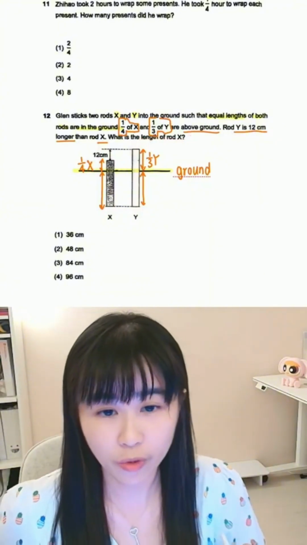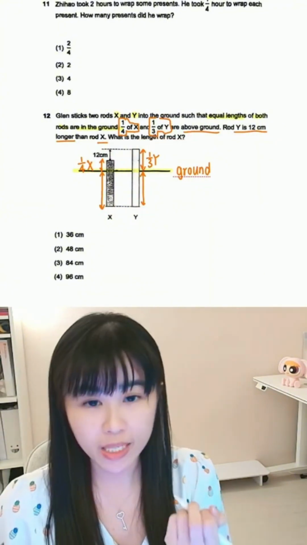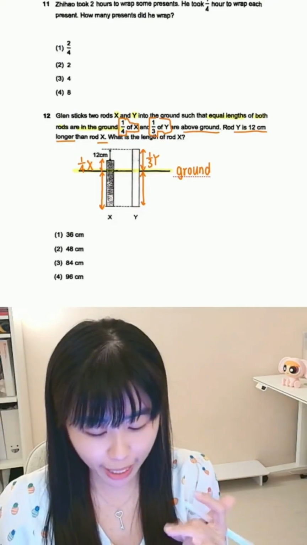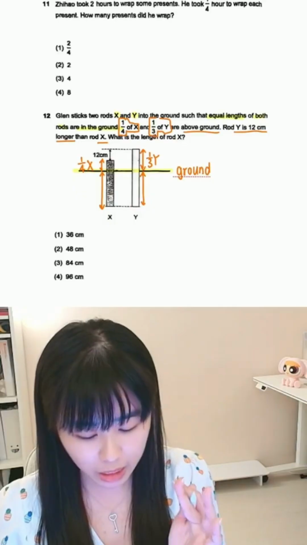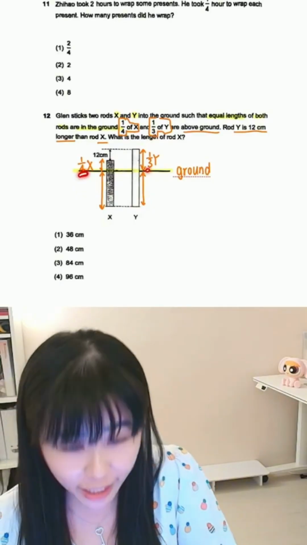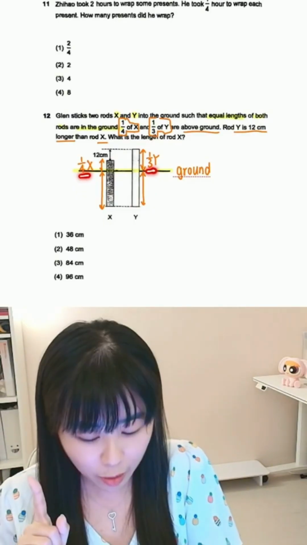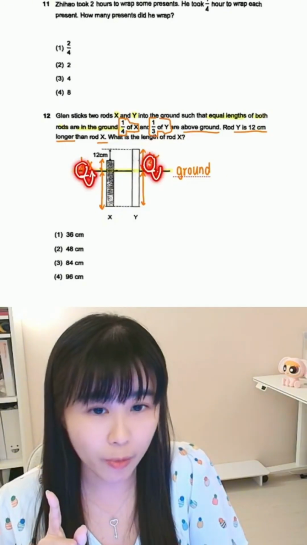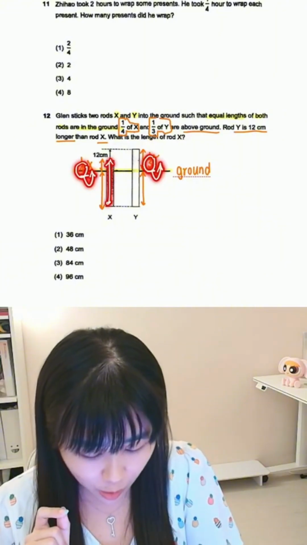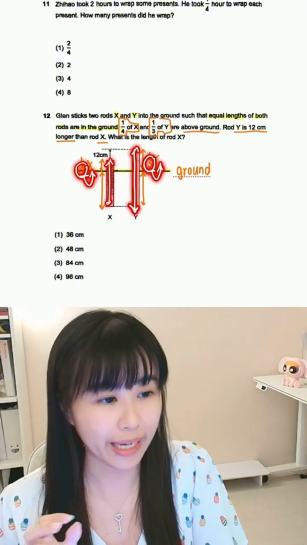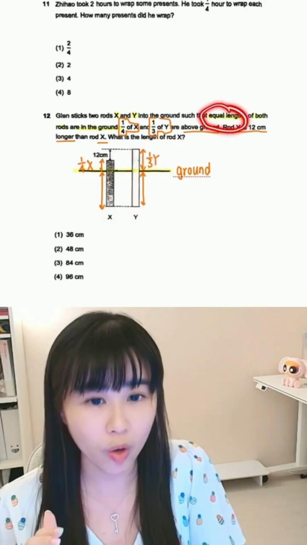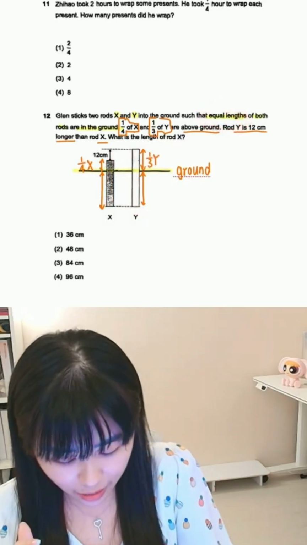Now, common mistake, students always want to make the denominator the same. But for this question, you cannot make the denominator the same. You cannot make this 4 and 3 the same because the denominator represents the total length of X, and the denominator here represents the total length of Y, but X and Y are of different lengths. So you cannot make the denominator the same. What is equal in length is this part here.